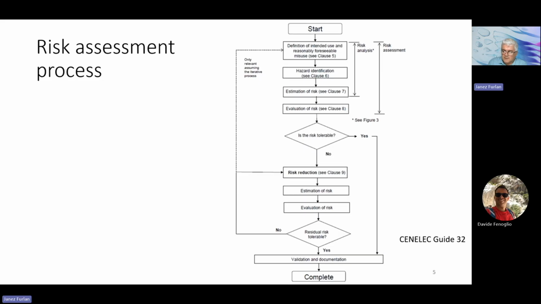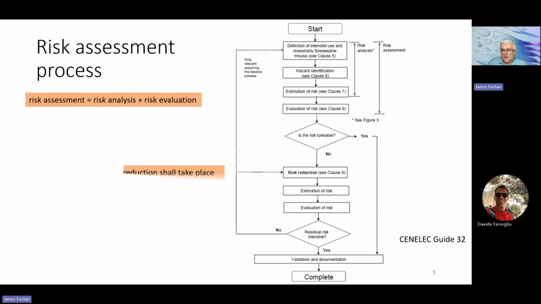So today I will explain it for the low voltage equipment, where risk assessment and threshold values are explained well in the Cenelec Guide 32. What you can see is maybe a boring workflow, but in the next slides I will explain in more detail how the risk assessment should actually take place from the manufacturer's point of view, so in the design phase.